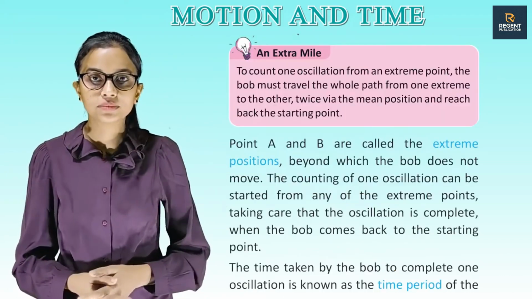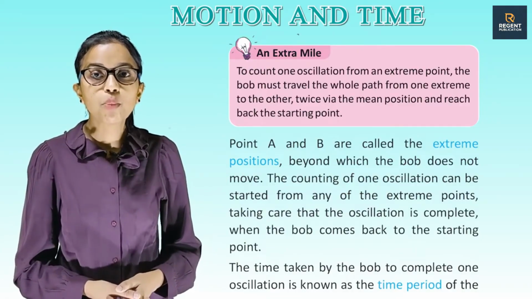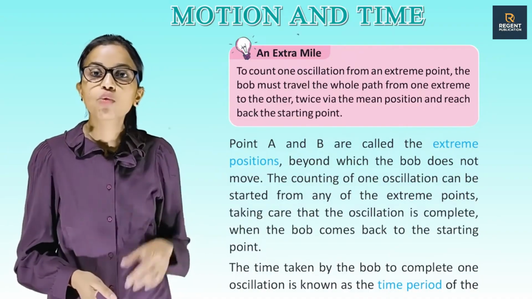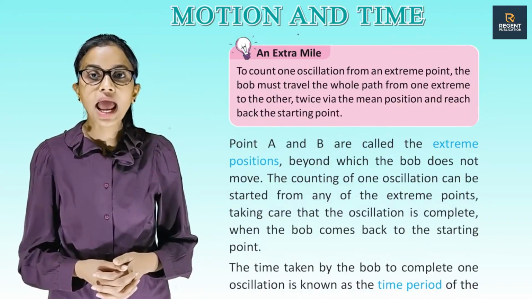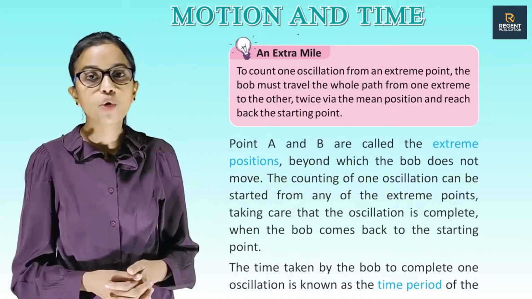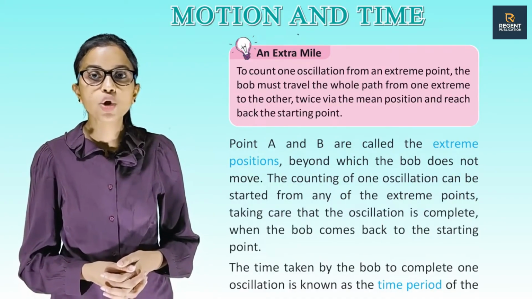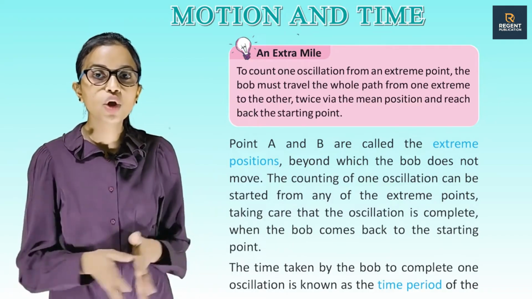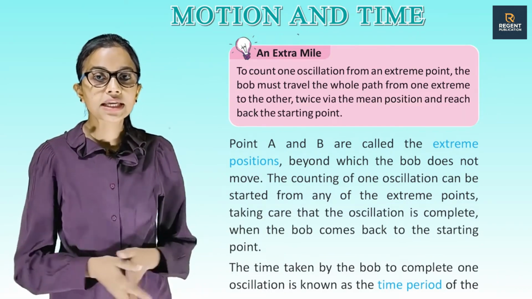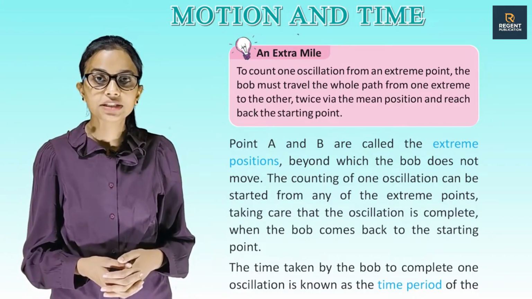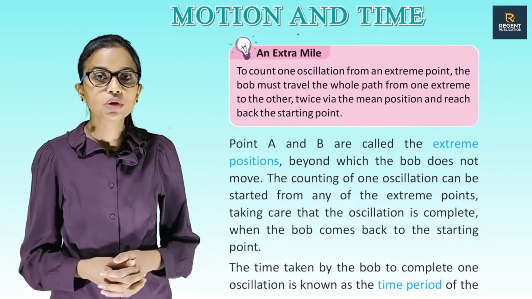An extra mile. To count one oscillation from an extreme point, the bob must travel the whole path from one extreme to the other twice via the mean position and reach back the starting point. Points A and B are called the extreme positions beyond which the bob does not move. The counting of one oscillation can be started from any of the extreme points, taking care that the oscillation is complete, when the bob comes back to the starting point.